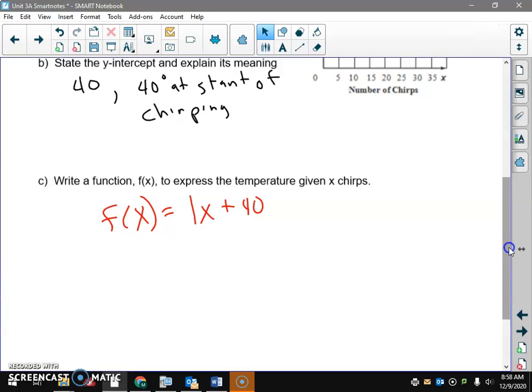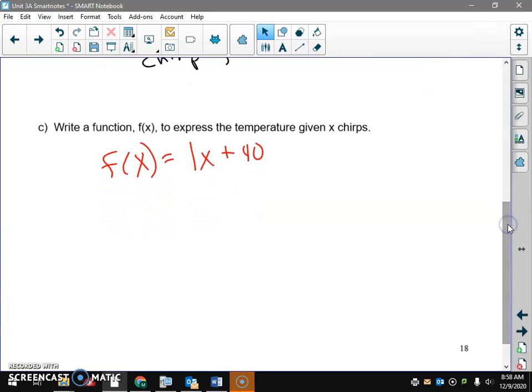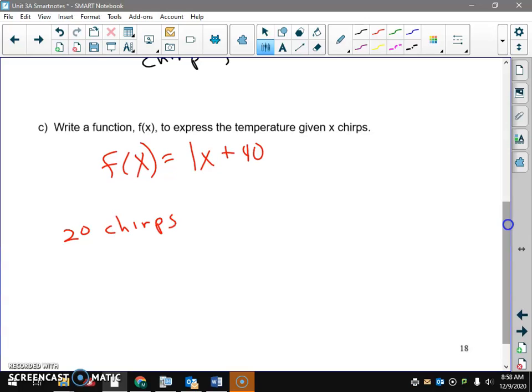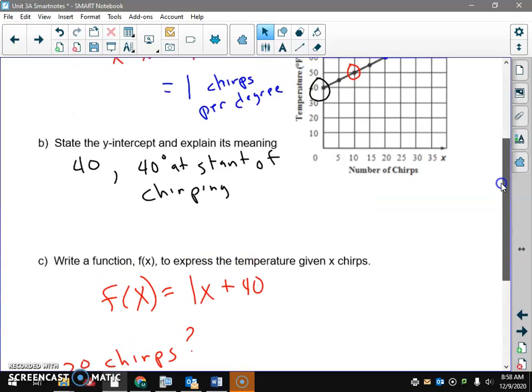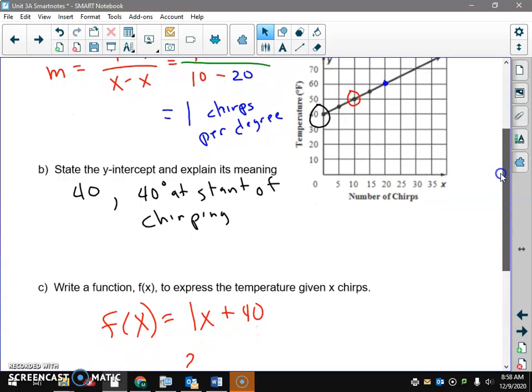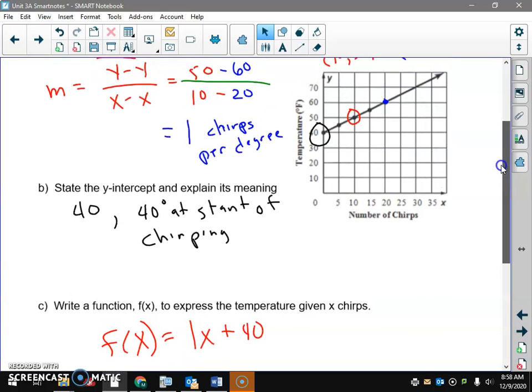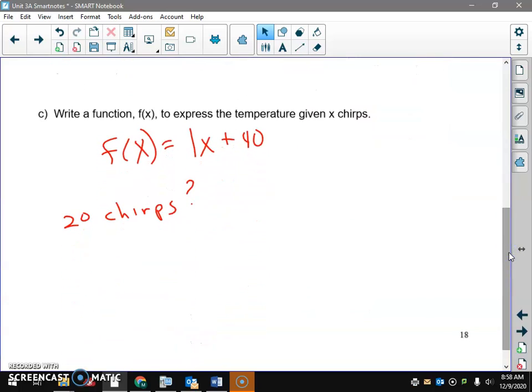Now let's just add one more question. What if I heard 20 chirps? What temperature would it be? Well, that means we would go to either our graph. Let's see, does 20 work? 20 does work. We could go up there and get 60 degrees.